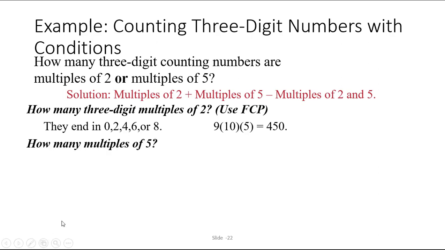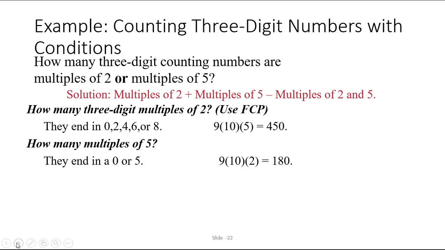How many multiples of 5? Well, multiples of 5 end in a 0 or a 5. Once again, the first digit can happen in 9 different ways, and there are 10 options for the second digit, but that third digit has to be a 0 or a 5. So there are 180 different 3-digit multiples of 5.